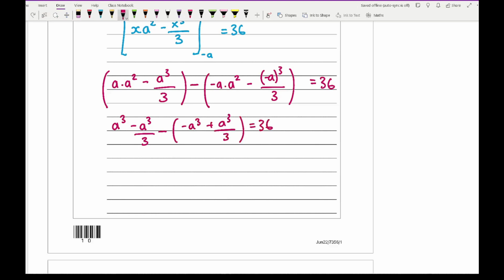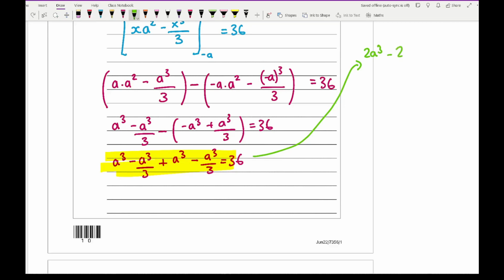So then expanding all of this out, and then if I just neaten this up, I get a cubed minus a cubed over 3, and it's going to be plus a cubed minus a cubed over 3 equals 36. Now I can see that I'm running out of space, so let me just take this over to this side so I can neaten it all up. So here what I end up with is 2a cubed minus 2 lots of a cubed over 3 equals 36.